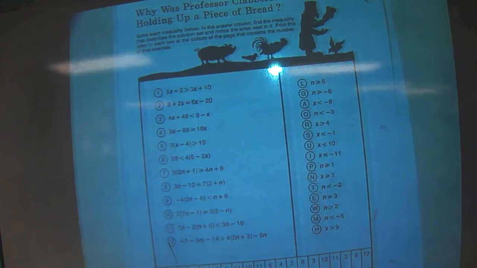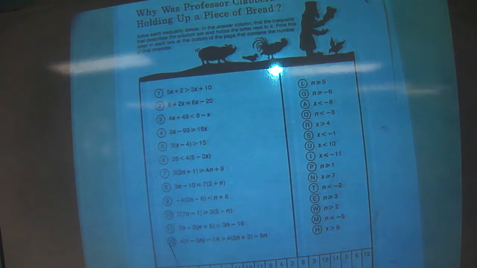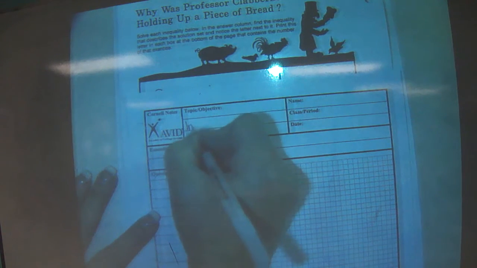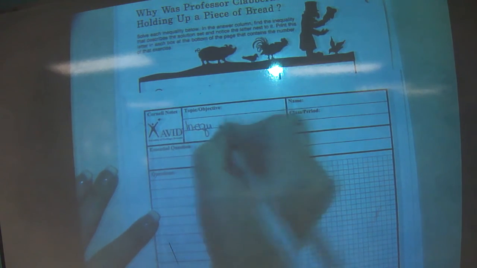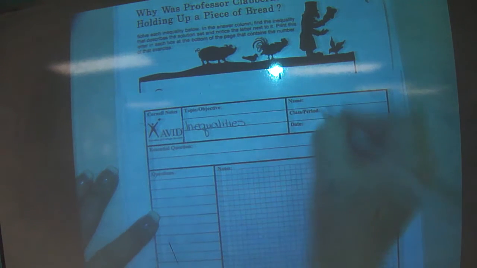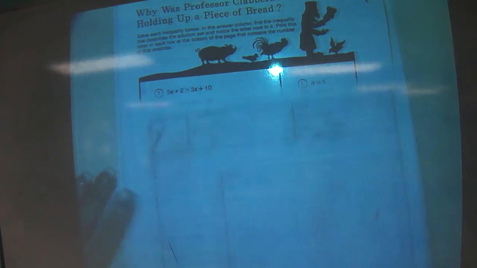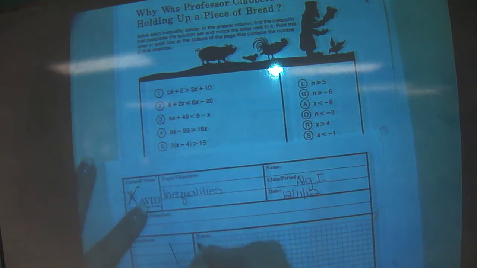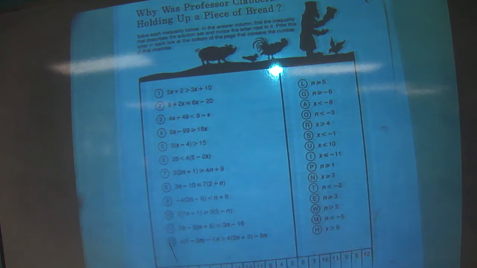Why was Professor Clabberhead Utterbunk holding up a piece of bread? Again, we are working on inequalities. Did you know that every one of our equations and inequalities can be shown on the coordinate plane? Pretty cool, huh? We're in Algebra 1, and it's 12, 11, 12. Again, palindrome.